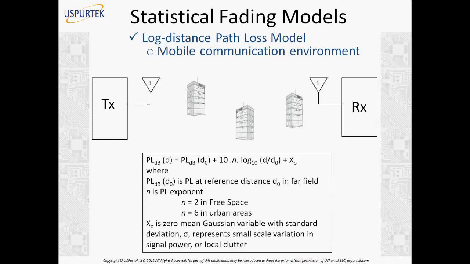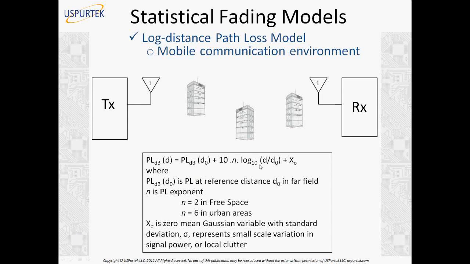Well, then we have a log distance path loss model, which is very applicable to mobile communication environments. And this is the equation here. The path loss at a given distance d is given by PL(dB) at d0, which is the path loss at reference distance d0 in the far field. And n is the path loss exponent. Here we don't give any value, it's 2 or 3 or 4. It depends on what type of environment you are in. It's a very generalized log distance path loss model.